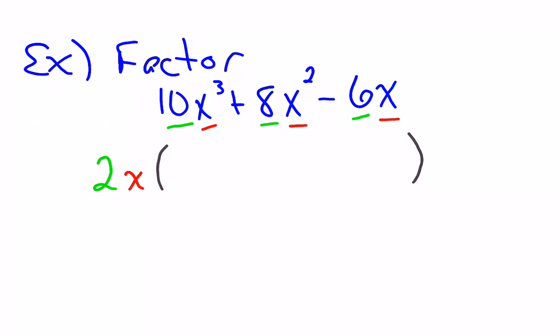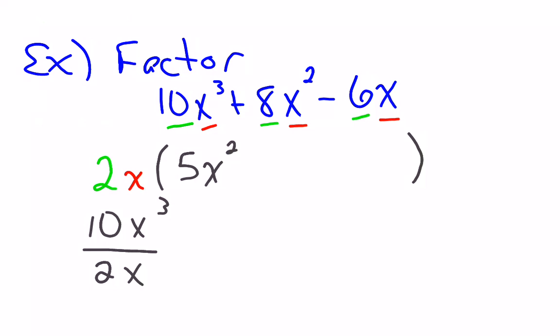So if I take 10x cubed divided by 2x, again, we're looking at this essentially for each term. And 2 goes into 10 5 times, and then x goes into x cubed, x squared. So remember our exponential rules. So x squared is left over.